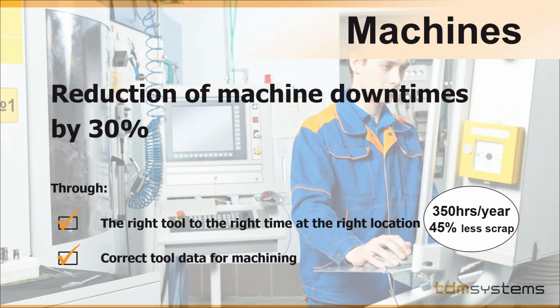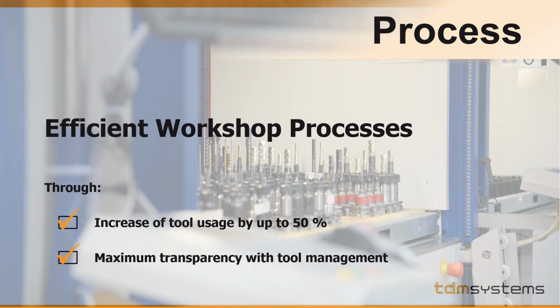And the last one is, of course, the process. You can improve the process, increase speed and efficiency by about 50%, mainly by optimized planning, integration into ERP systems, MES, FMS systems, integration into CAM, into simulation. You have optimized tool selection. And of course, you have a more efficient shop floor process. So you can increase the tool usage, have transparency, tool allocations.